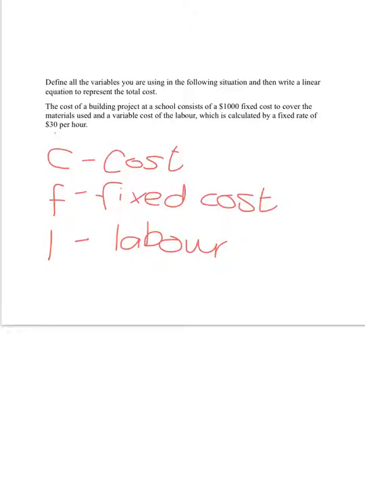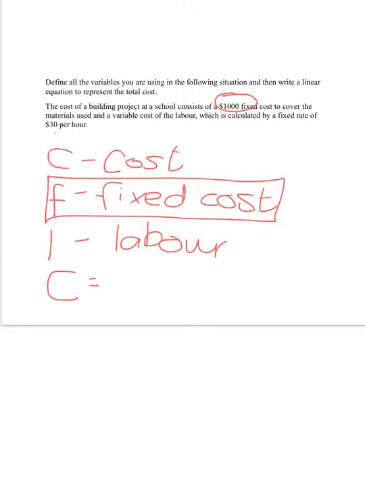But now we have to work out what they're really wanting us to do. They want to know what the cost is. So we're going to start with that: C equals. The building project consists of $1,000 fixed cost to cover the materials, and that's going to stay. We don't need a variable for it because it's not a variable. So we know it's going to be $1,000.